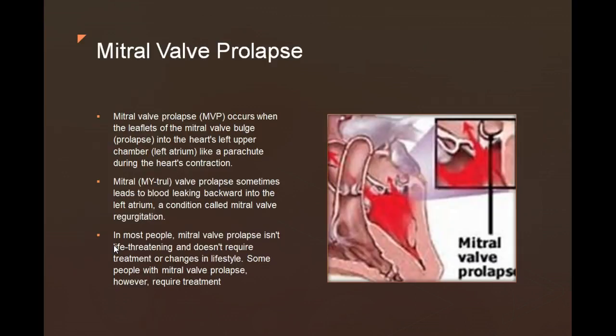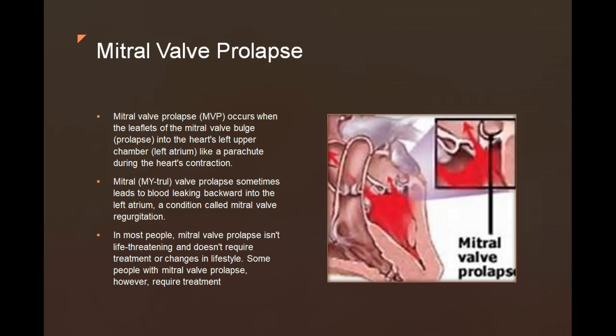Our next cardiac valve issue is the mitral valve prolapse. With the mitral valve prolapse, this occurs when the leaflets of the mitral valve bulge or prolapse into the heart's left upper chamber. So instead of moving down, it opens up kind of like a parachute during the heart's contraction.